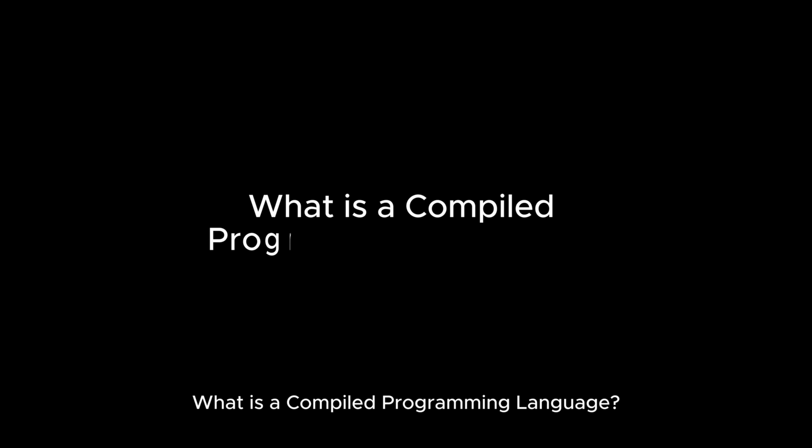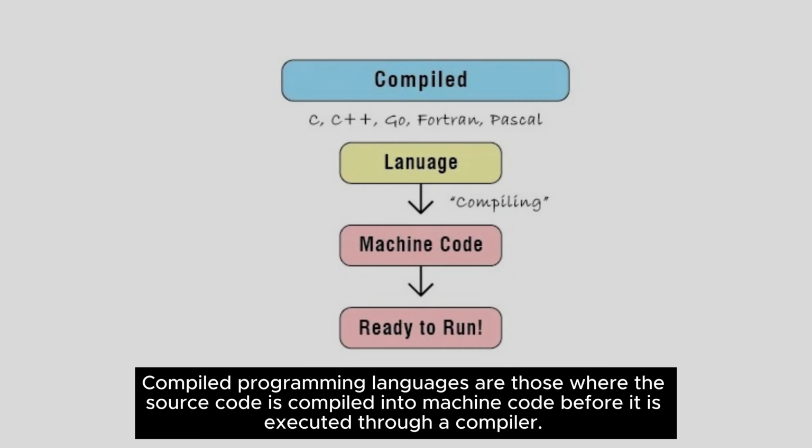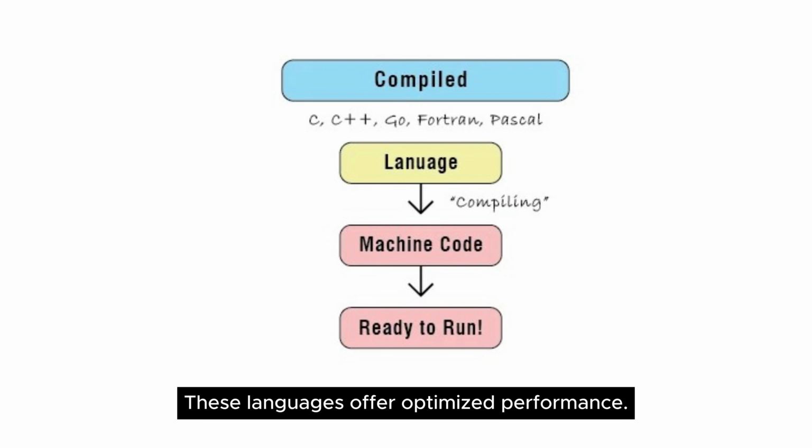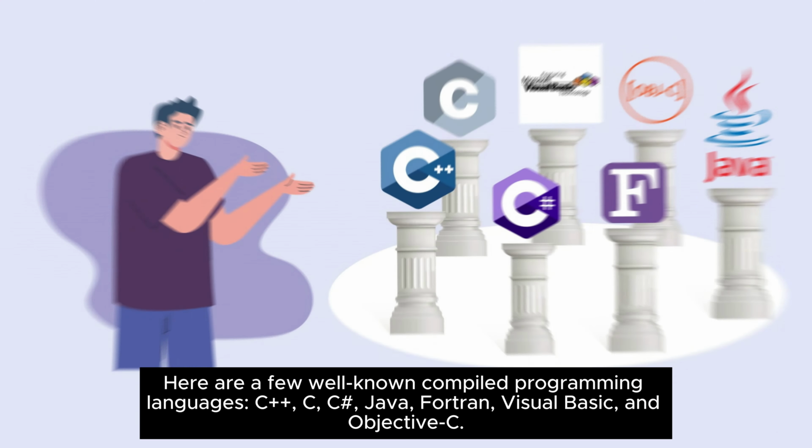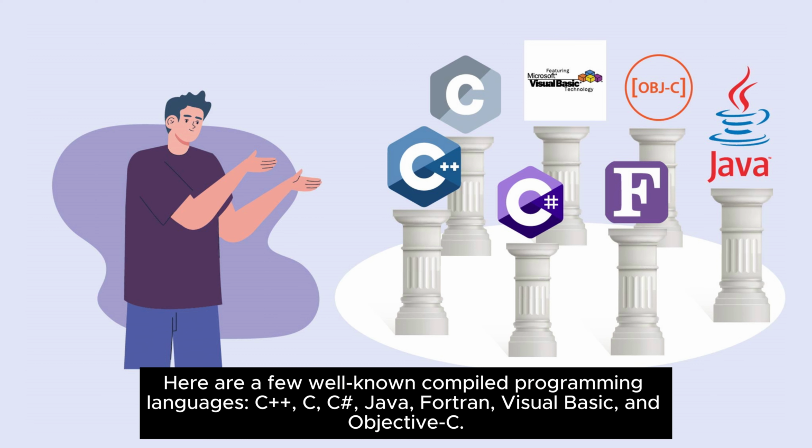What is a compiled programming language? Compiled programming languages are those where the source code is compiled into machine code before it is executed through a compiler. These languages offer optimized performance. Here are a few well-known compiled programming languages: C++, C, C#, Java, Fortran, Visual Basic, and Objective-C.